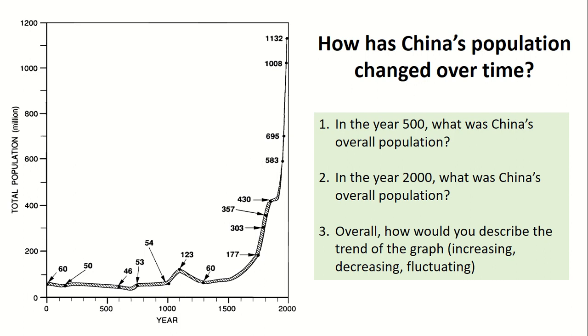So, again, I like to pause the video here, and there are three little questions I want you to jot down. The first one, in the year 500, what was China's overall population? In the year 2000, what was China's overall population? Then overall, how would you describe the trend of the graph? Increasing, decreasing, or fluctuating?